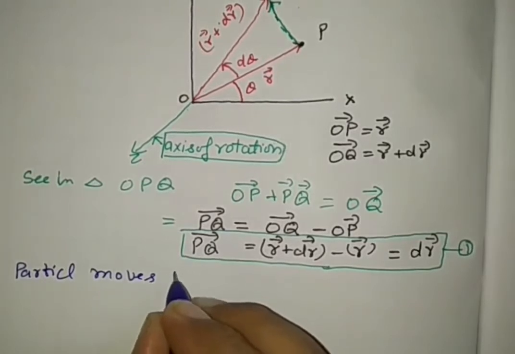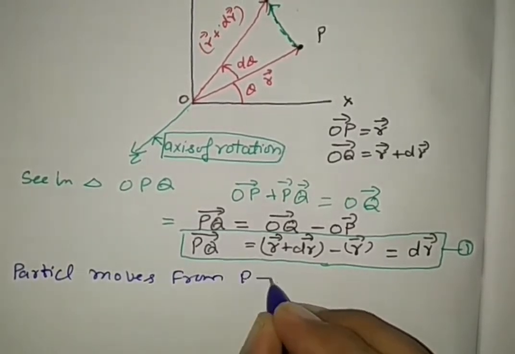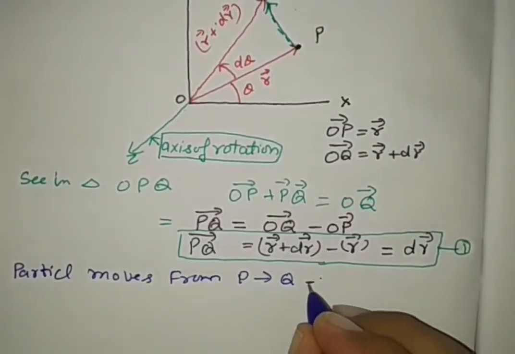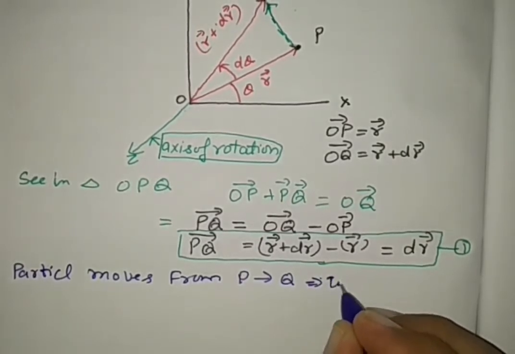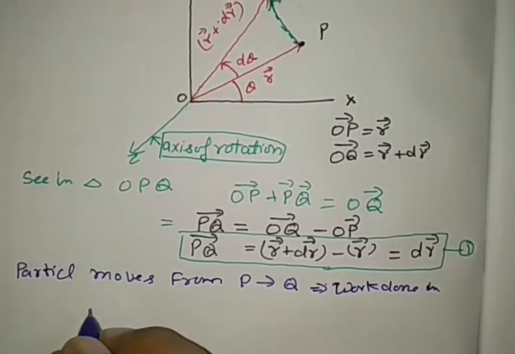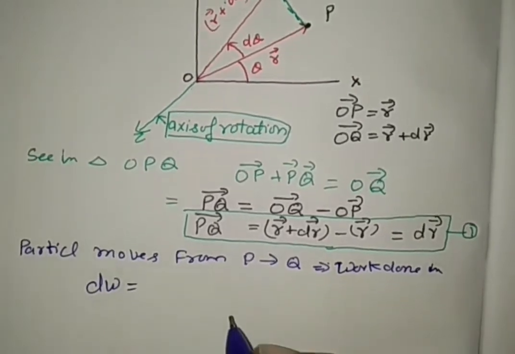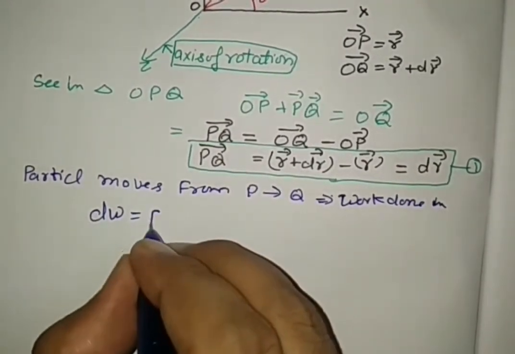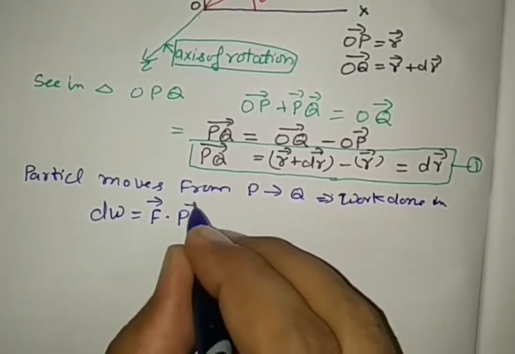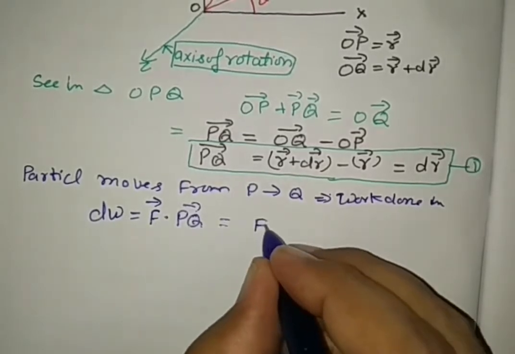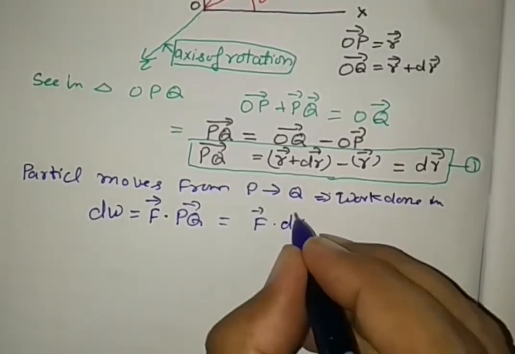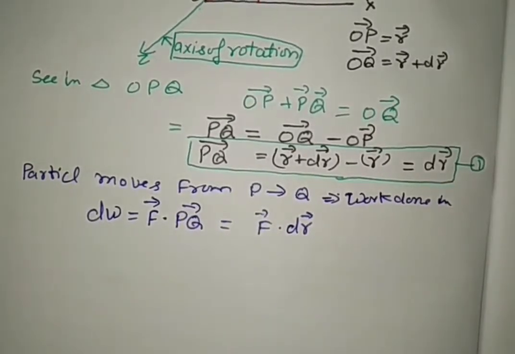Now see very carefully, when particle moves from here P to Q, then this implies that work done in this case dW is given by formula, the external force required, F into PQ, and it can be written as F dot dr. Right?